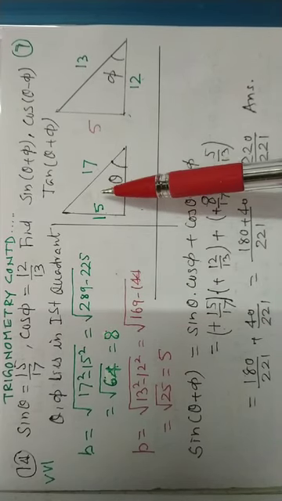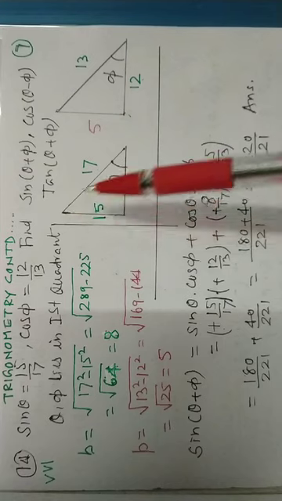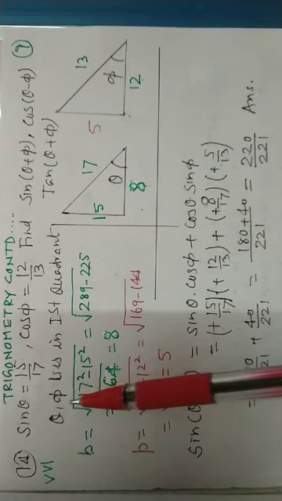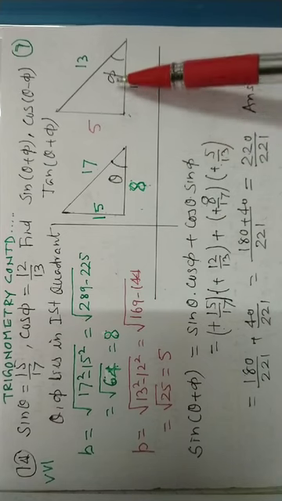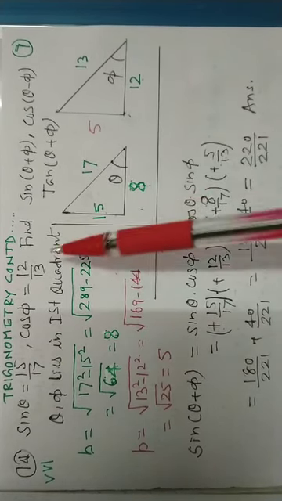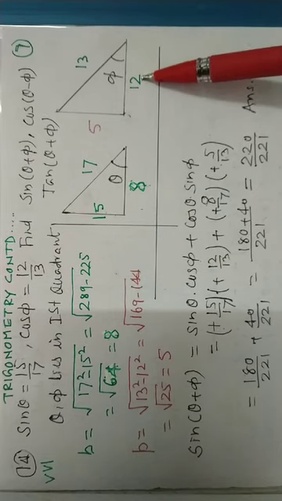So just create the first quadrant. This is your first quadrant. Draw the two triangles in the first quadrant. Theta and phi both belong to the first quadrant. Sin theta is 15 by 17, cos phi is 12 by 13.